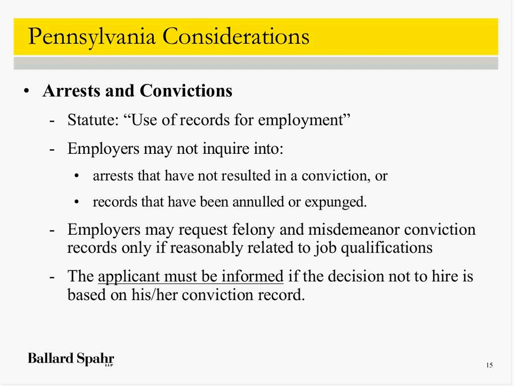The Pennsylvania Human Relations Commission also chimed in on this area and said that consideration of arrests that have not resulted in convictions can lead to claims of disparate impact against certain protected classifications of individuals. The statute speaks to convictions as well. With respect to convictions, employers may request felony and misdemeanor conviction records only if the convictions are for crimes that are reasonably related to job qualifications. Like the FCRA's requirements, this Pennsylvania statute requires that the applicant be informed if the decision not to hire is based on his or her conviction record.